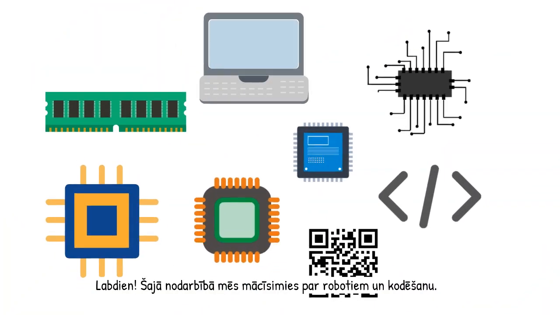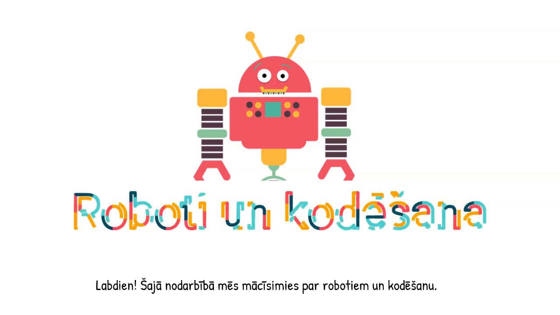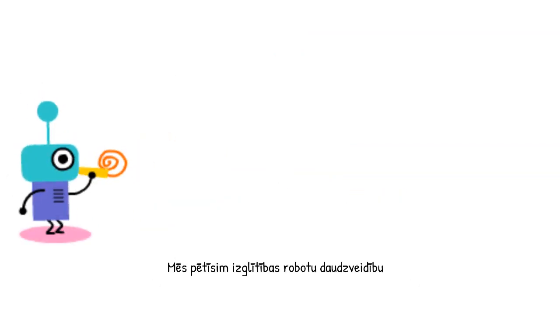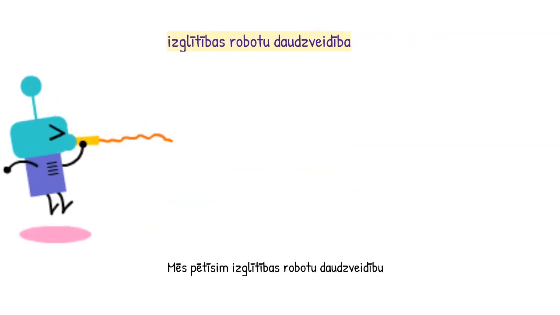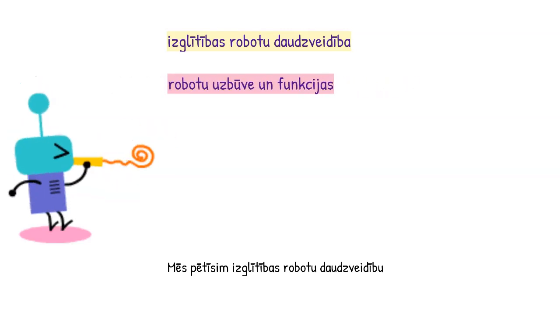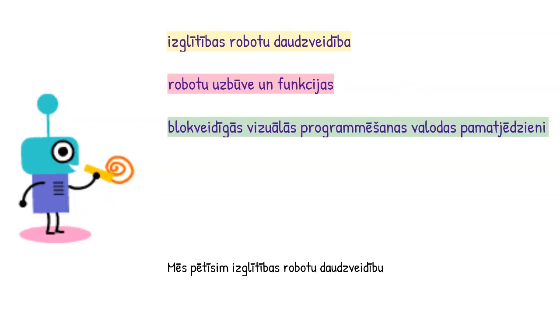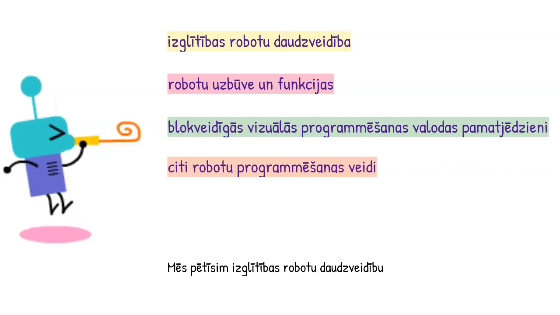Hello everyone. In this lesson, we are going to learn about robots and coding. And within this scope, we will study the diversity of educational robots, the basic robotic anatomy and functions, and basic concepts of block-based visual programming language and other ways to program robots.